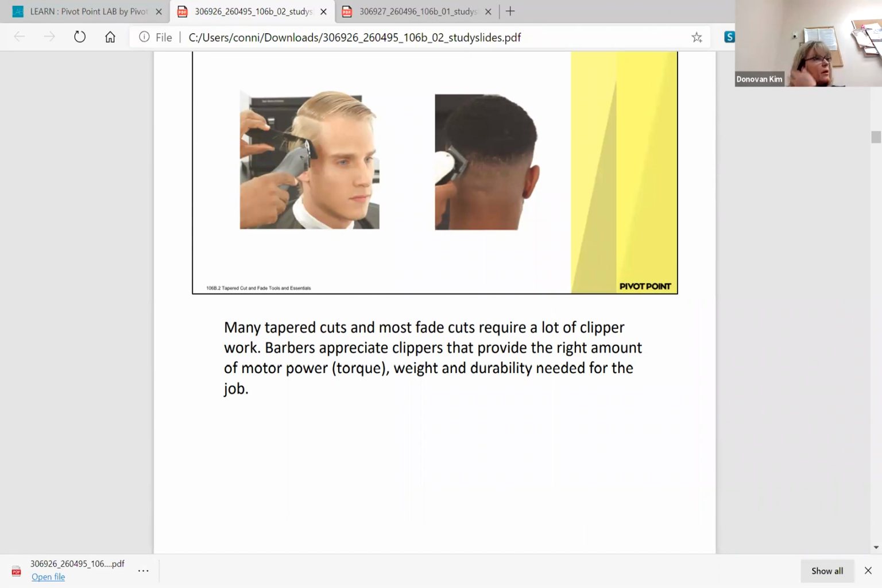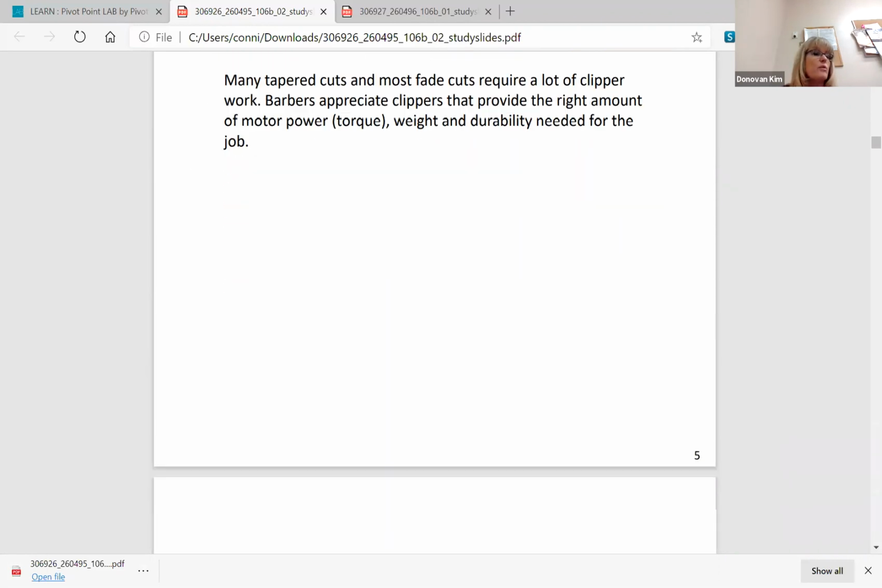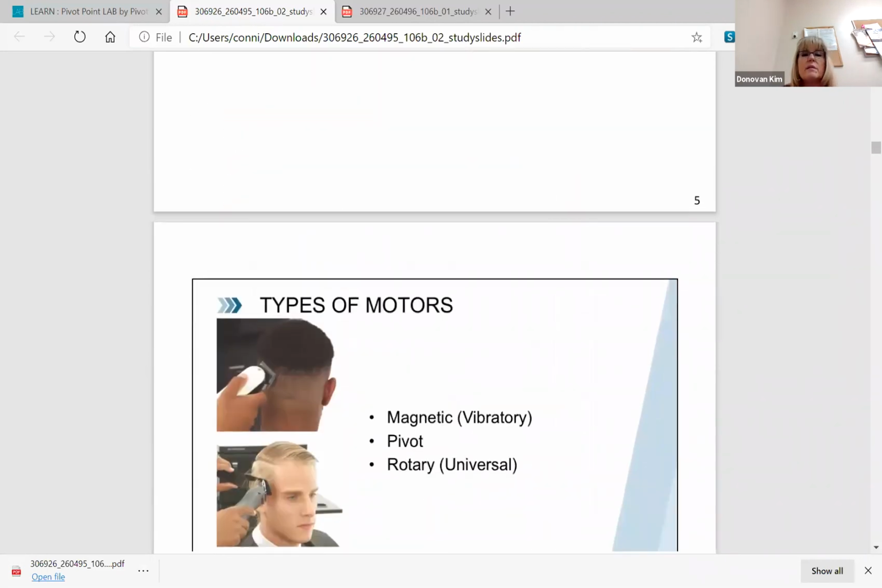A lot of clipper work goes into doing these types of haircuts. Barbers appreciate clippers that get the job done the way they want it done and in the amount of time they want it done, with the right amount of torque, weight, and durability. And the right blade. Blade makes a big difference too. But the first thing we're going to talk about is motors.